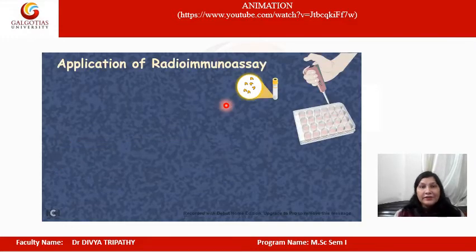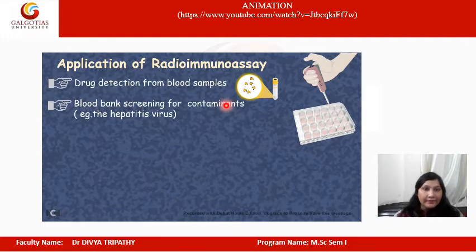Now, application of this radioimmunoassay is pretty broad spectrum. So it can be used for drug detection from blood samples, blood bank screening for contaminants such as hepatitis B virus. So it can really scan for hepatitis B antigens in a blood bank sample, which ensures you don't have a contaminant blood in the blood bank.